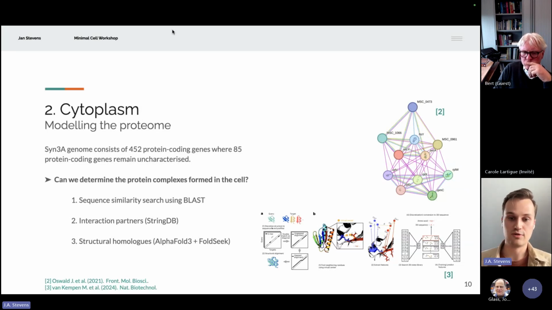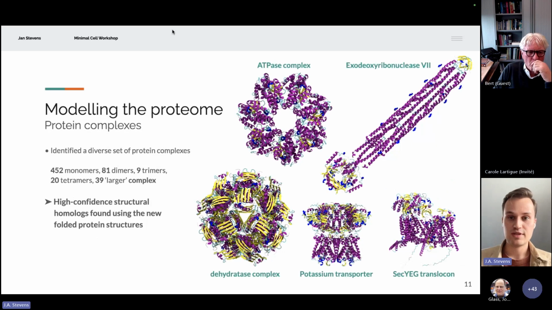So we combined AlphaFold with Foldseek to map the possible structurally similar multimers or monomers to what's already known in literature. Doing this, we got a quite diverse set of protein structures, which range from proteins that largely occur as monomers to quite large complexes, mainly shown here on the screen. Overall, they were quite highly confident structures, and these can then be used to incorporate into our cellular model.